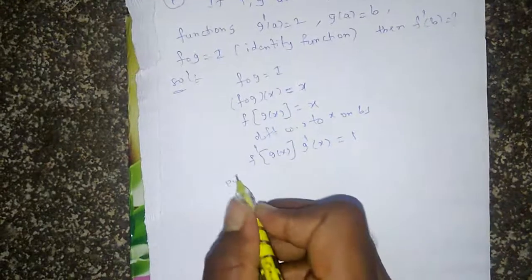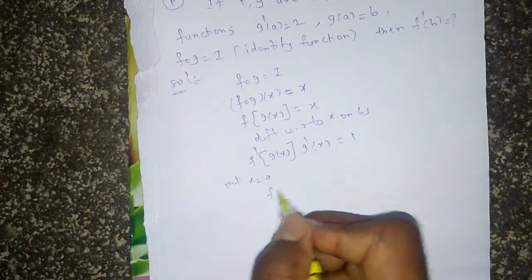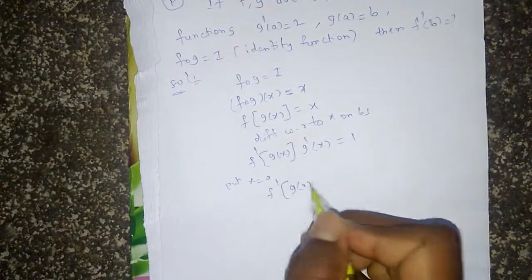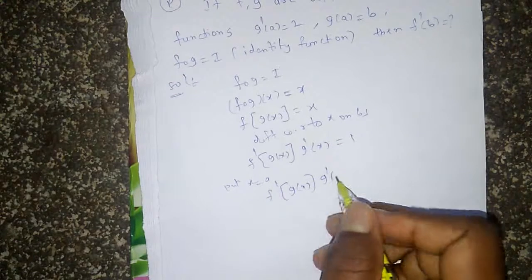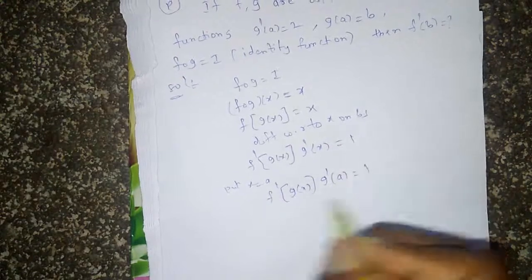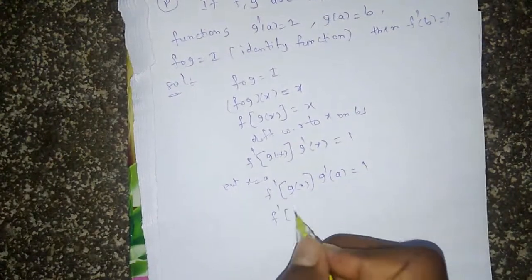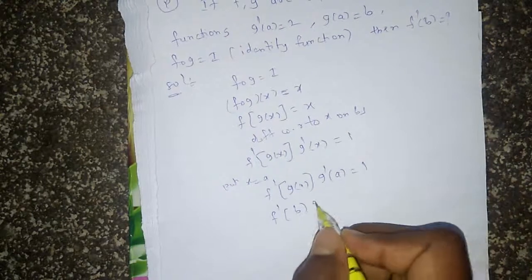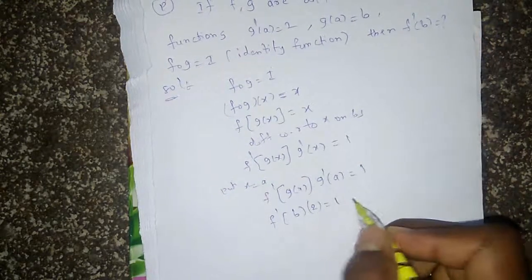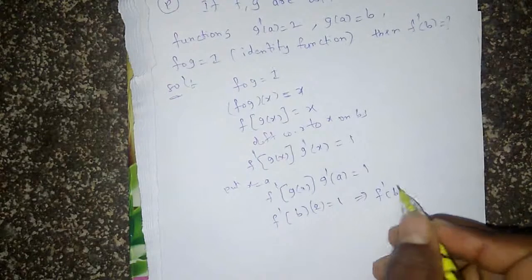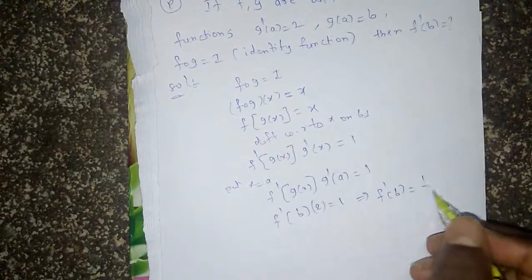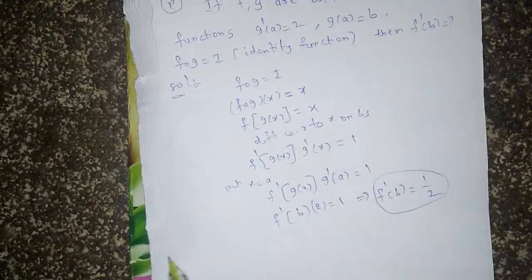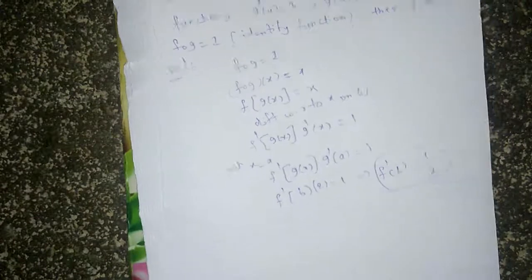Now put x is equal to a. So this will be f dash of g of a into g dash of a is equal to 1. f dash of g of a is f dash of b, g dash of a is equal to 2, so f dash of b into 2 is equal to 1, which implies f dash of b is equal to 1 by 2.